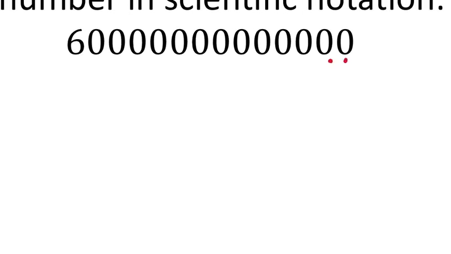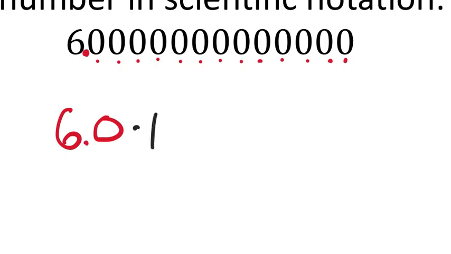Let's see. 1, 2, 3, 4, 5, 6, 7, 8, 9, 10, 11, 12, 13, which means we need the decimal right between that 6 and 0. So it should end up being 6.0 something times 10 to some power. How do I know the decimal goes here? Because remember, in scientific notation you have to have only the ones place value, a non-zero number. So the decimal has to go immediately to the right of whatever non-zero number is furthest to the left.